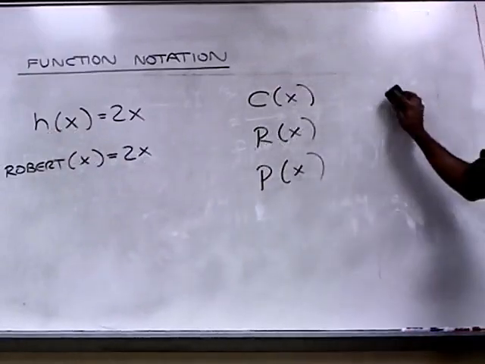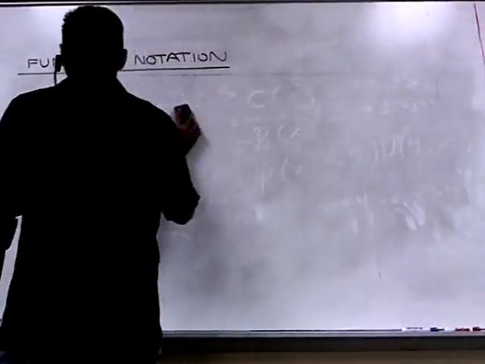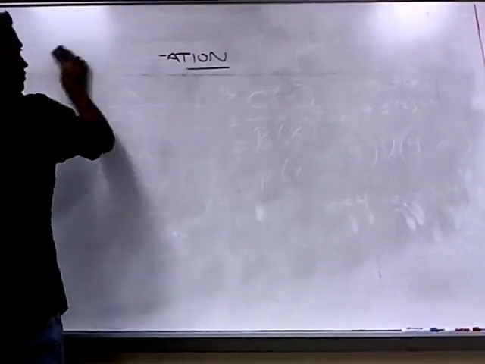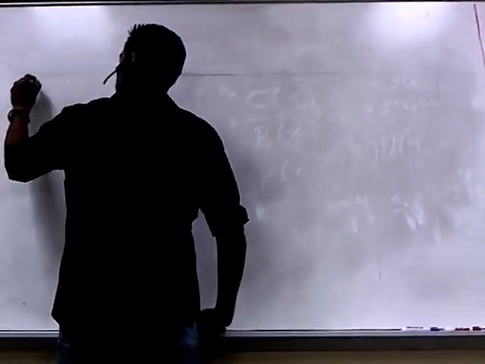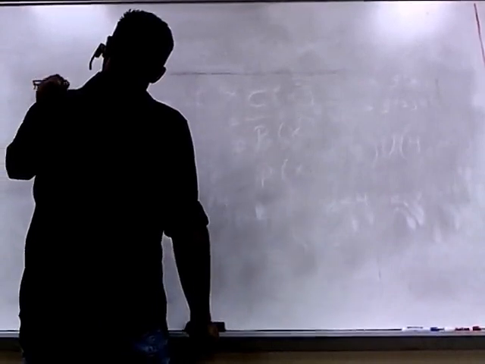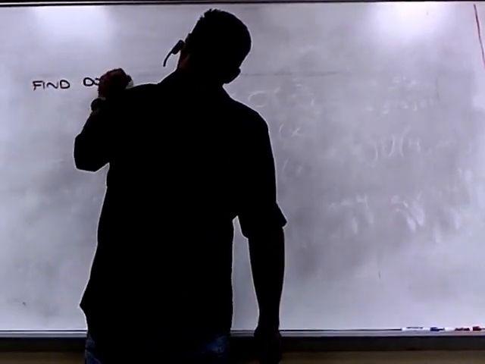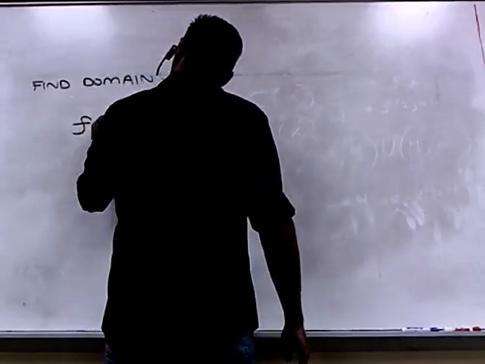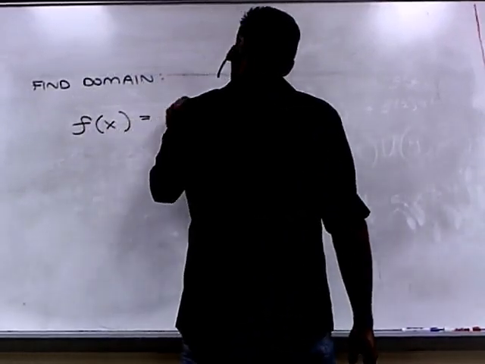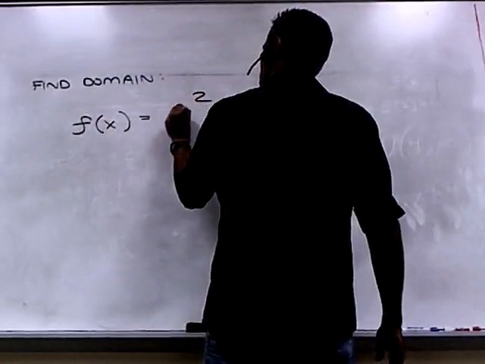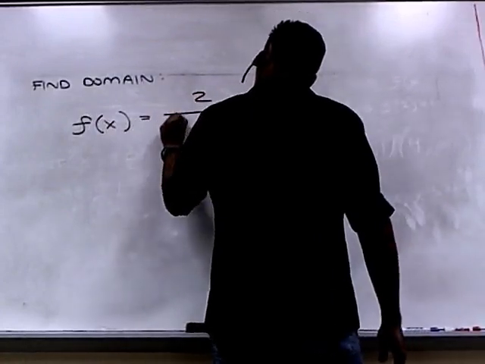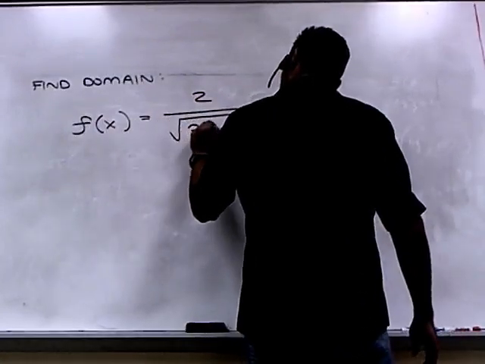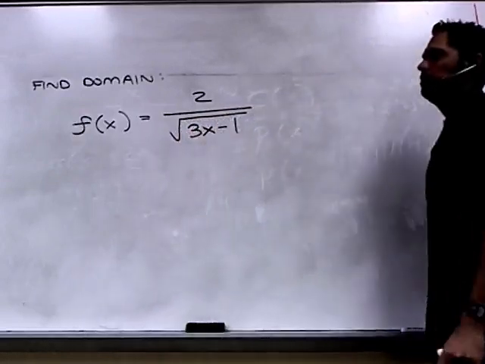Okay, now, back to domains. Find the domain of this. F of x equals 2 over the square root of 3x minus 1.